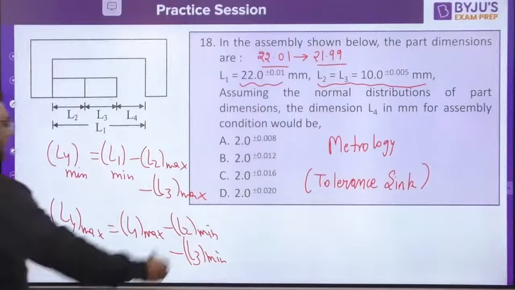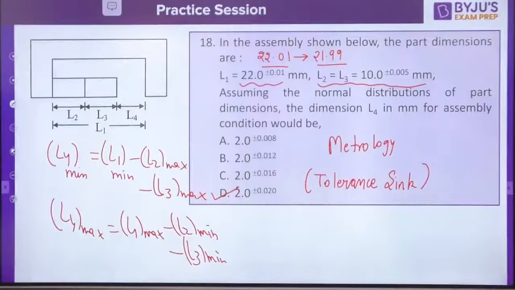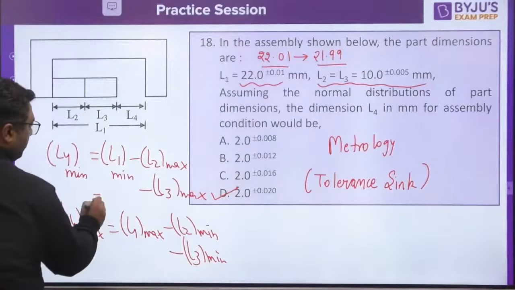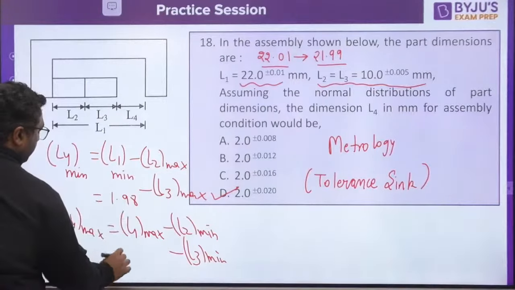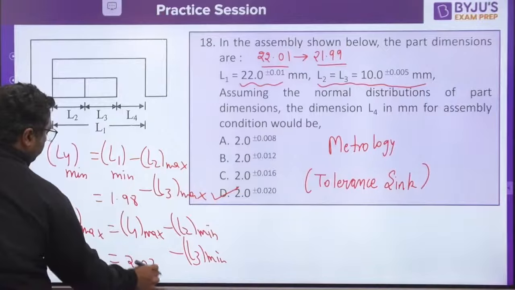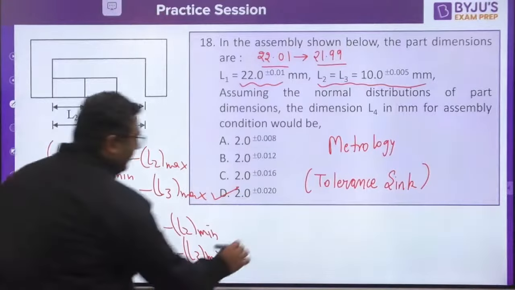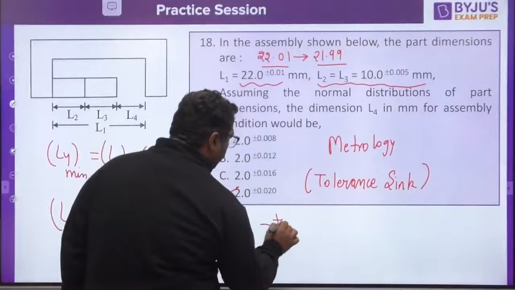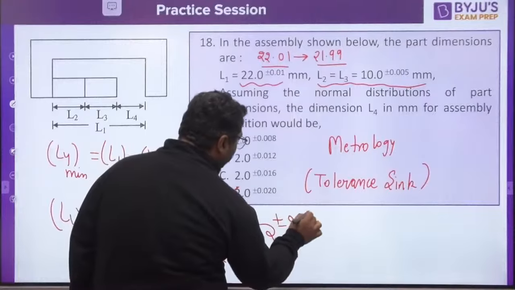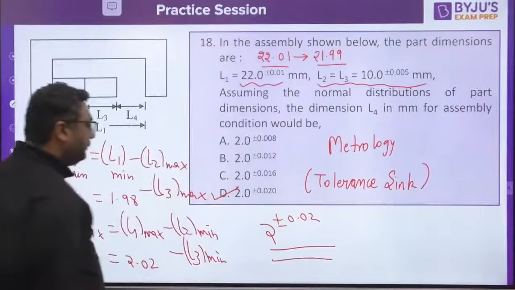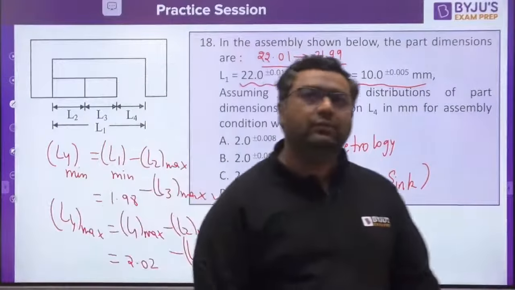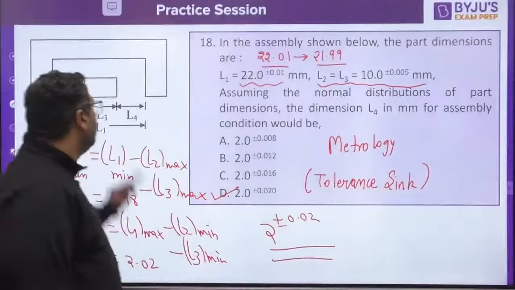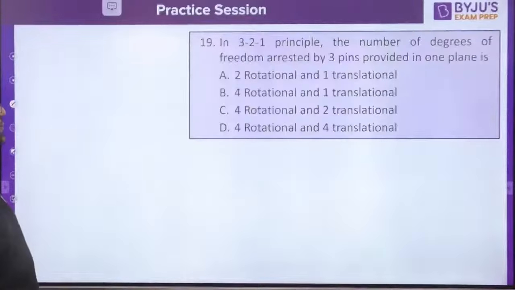Yes. So the answer is D for sure. You would be getting L4 minimum as 1.98 and maximum as 2.02. So it would be 2 plus minus 0.02. Is it clear? Yes. Let us see the next question.